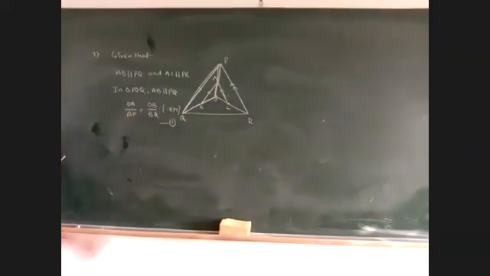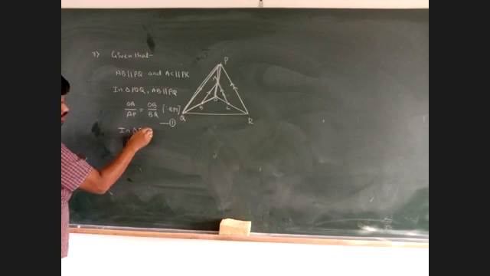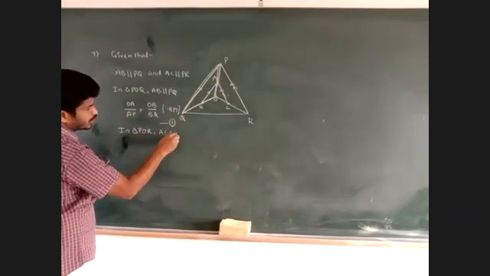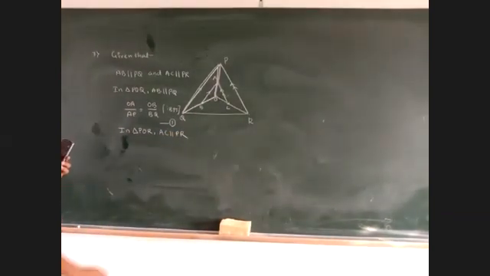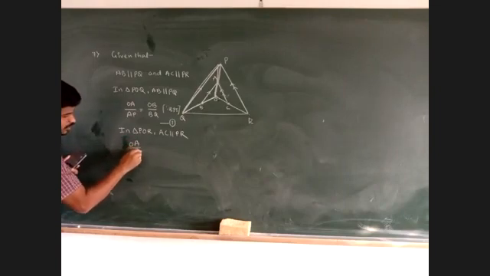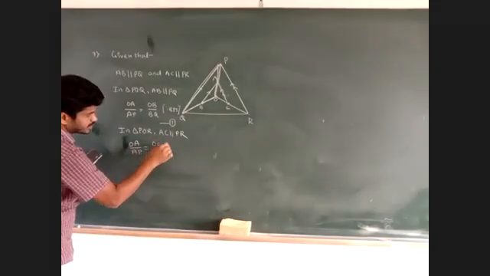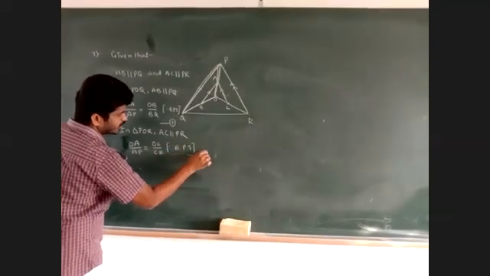Now, right side triangle POR. AC is parallel to PR, then apply the basic proportionality theorem: OA by AP equals OC by CR, since basic proportionality theorem. So this is equation number 2.